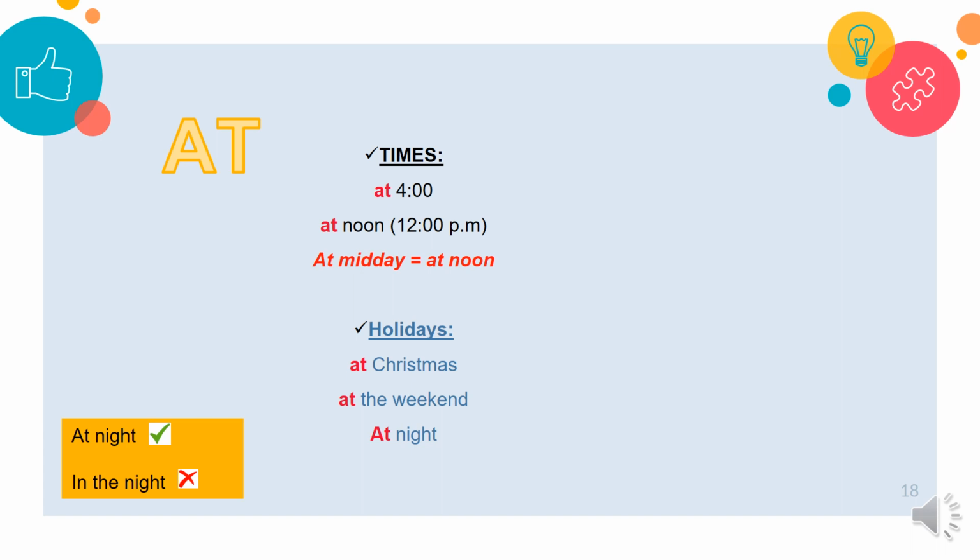Holidays, we use at with holidays. For example, at Christmas, at the weekend. What is the weekend? The weekend is Saturday and Sunday. And at night. You can see here a warning in yellow color. At night is correct, but in the night is incorrect.